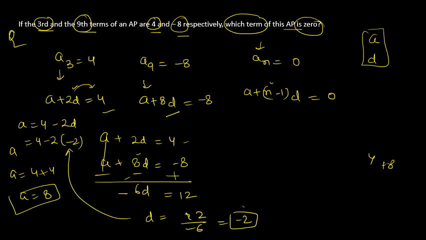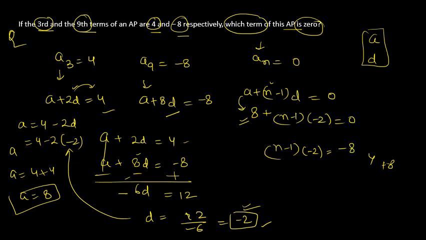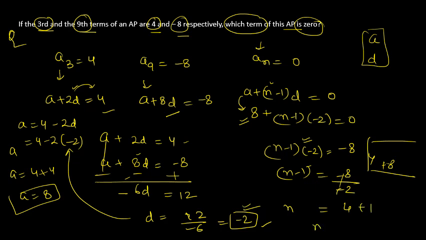Now you have found out A and D both. Now substitute A here. n we don't know. D is what? We just found out minus 2. So n minus 1 into minus 2 equals, it will go on to the right hand side with minus sign. So n minus 1, this is in multiplication, right? So it will go in division. Minus is cancelled out with minus. So 2 times 4 is 8. n minus 1 will go on to the right hand side. So n is 5. So fifth term of this AP will be 0, right?